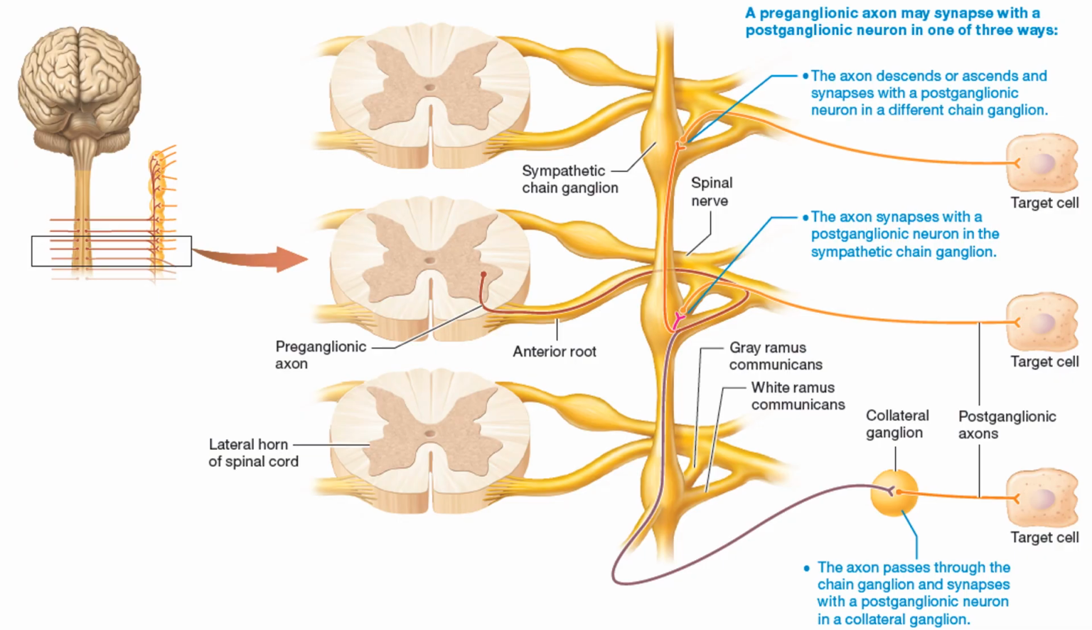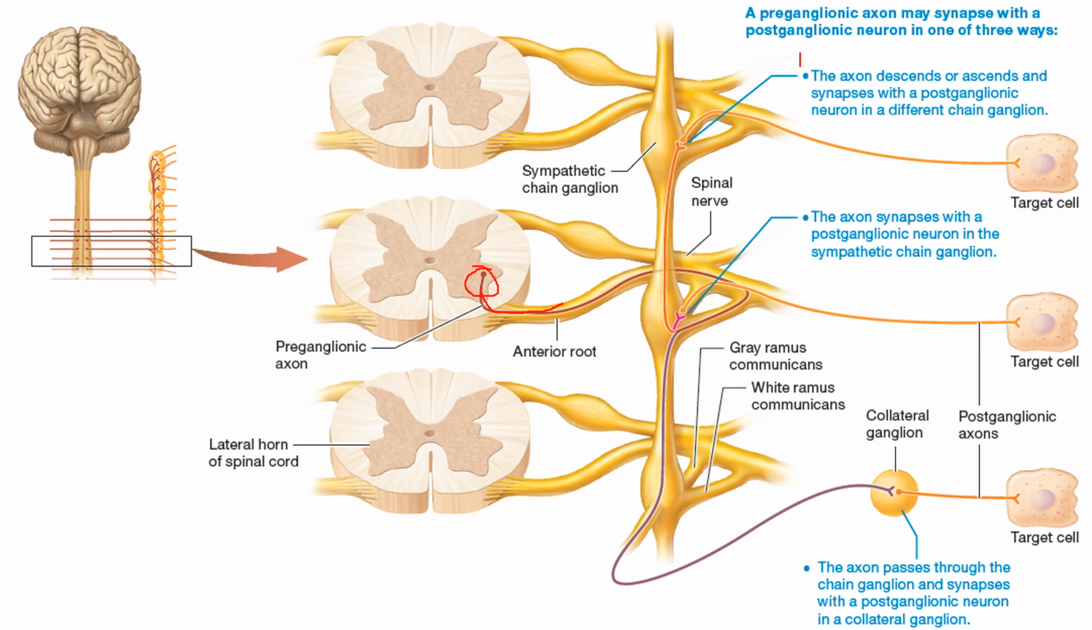So we see the first path. What we're going to do is we're going to follow this one nerve here that starts in the lateral horn and it exits out the anterior root. And then this is that preganglionic axon. So we're following it to the chain, the sympathetic chain. And then that's where we're going to split into our three different synapse methods. So the first, we'll start here.